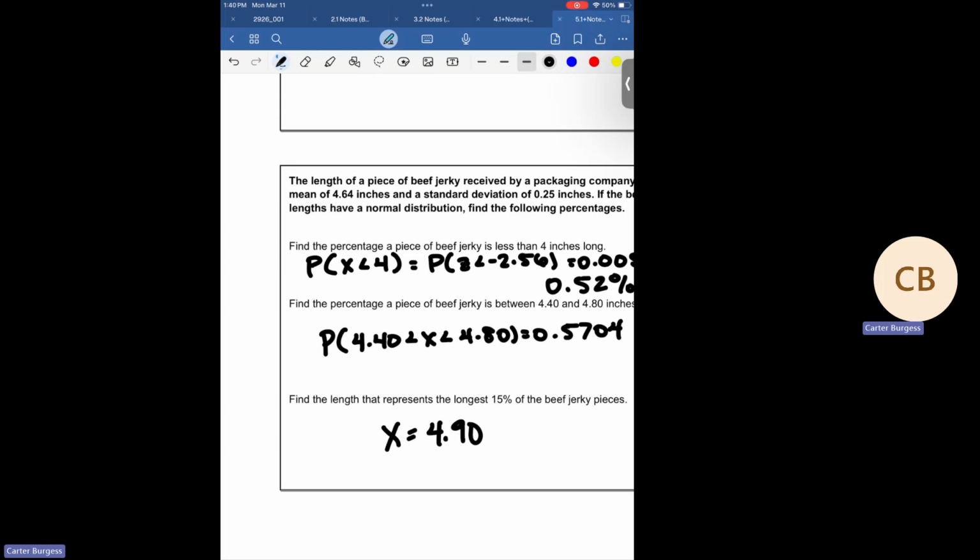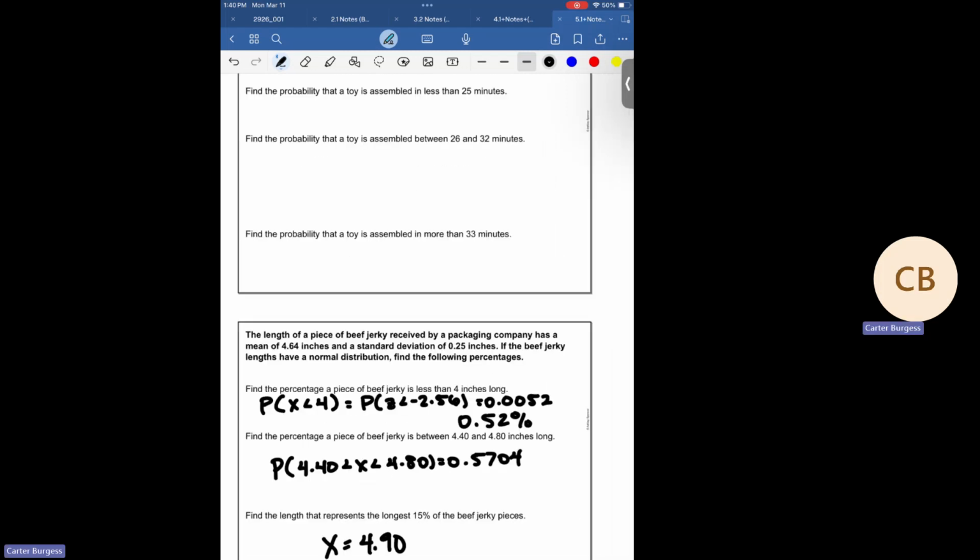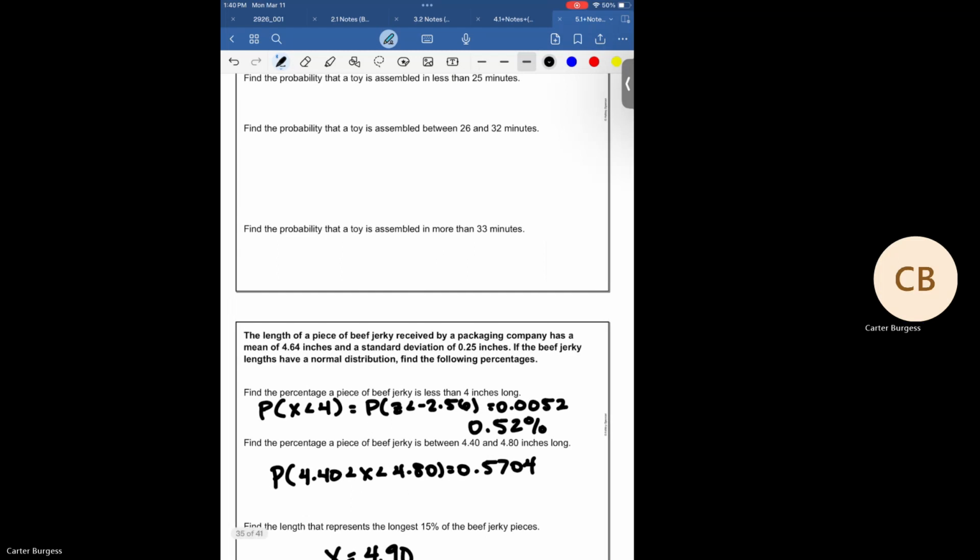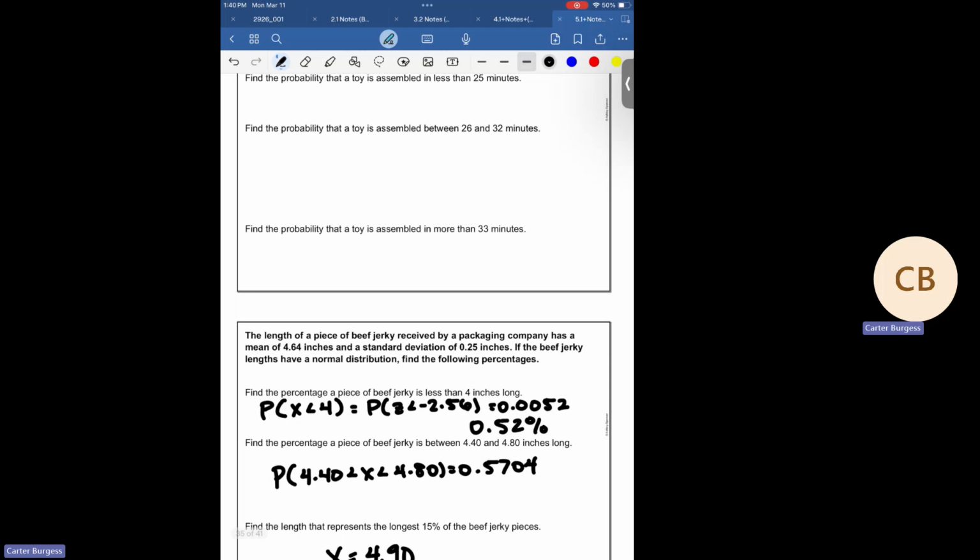So the problem on top of this one, for the third part, you just use normal CDF for all of these. The reason why I chose the beef jerky one is because if you look through, I think this is the only one that requires you to use inverse norm, but this is how you would do it. Okay. Good question. Any other questions on 5.6 before we move on?